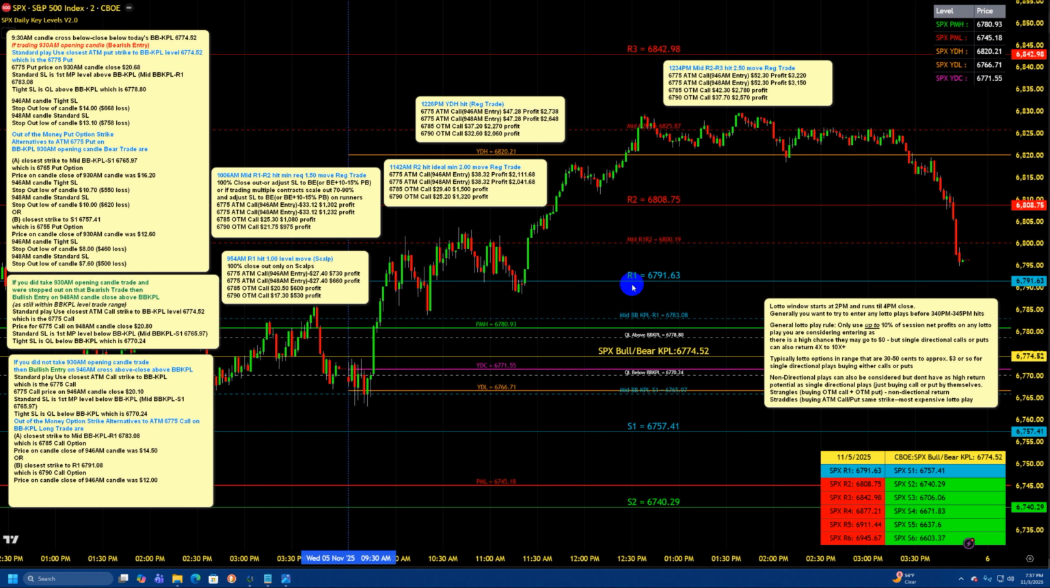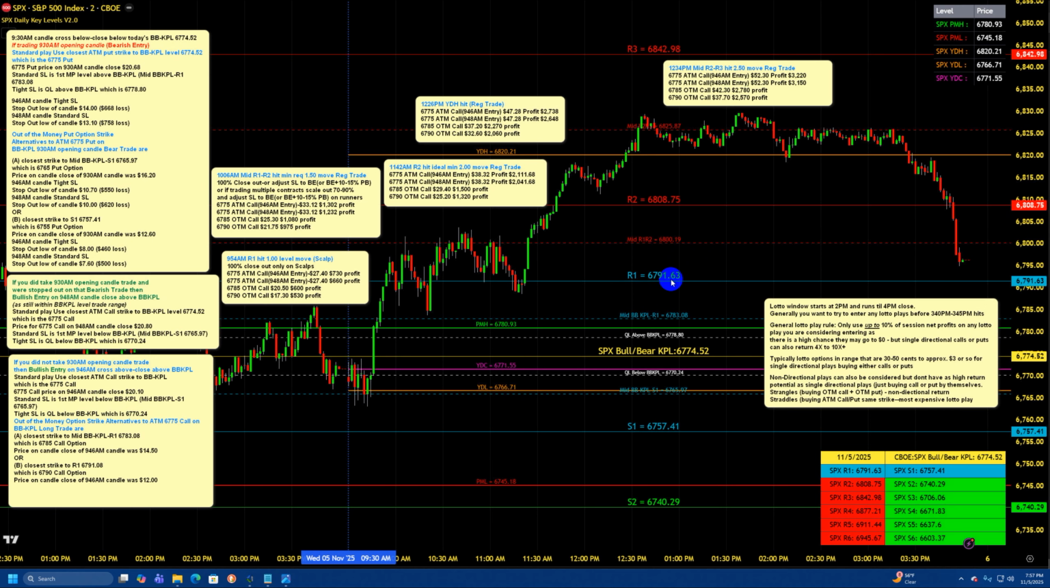If instead you were taking a bullish play off of R1, it's 67.9163. In the case of that, your standard at the money play would be the closest strike to this, since this is the level you're taking the bullish trade from, and that would be the 67.90 call.